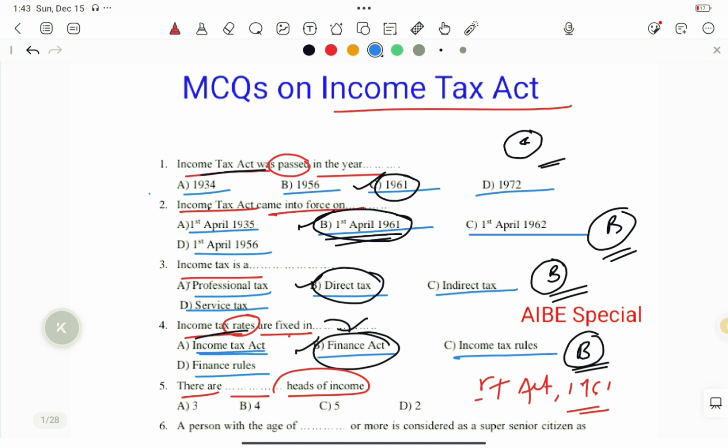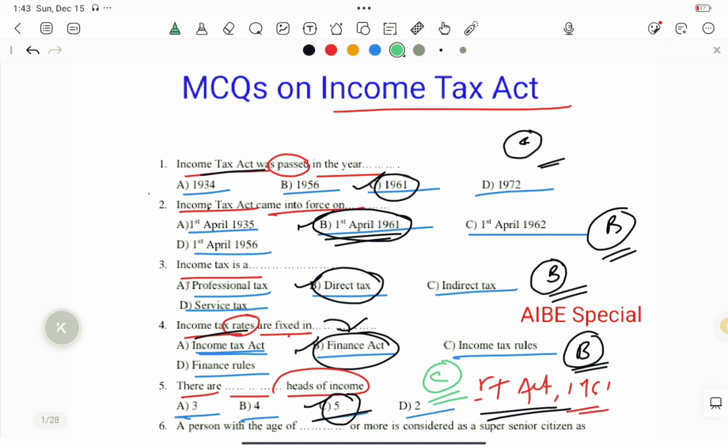So let's see the options. Options are 3 heads of income, 4 heads of income, 5 heads of income, and 2 heads of income. So in this case, the correct option would be our option C. That means total 5 heads of income are given in Income Tax Act 1961.